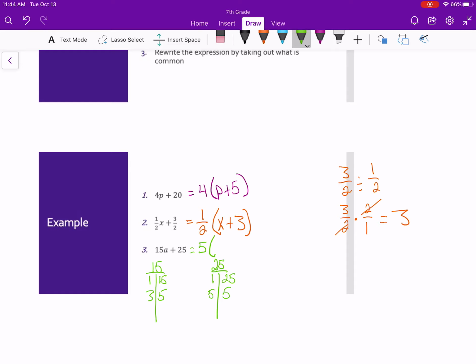15a divided by 5 is 3a. And 25 divided by 5 is 5. So here's our factored expression. So bottom line, the distributive property, or the rainbow, is multiplying. So to undo that, we're dividing.